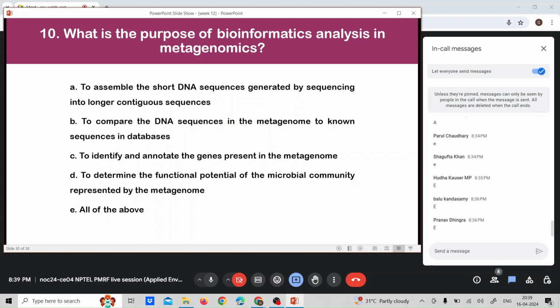Metagenomic analysis can be done for any thing or any surface, just to study the entire microbes that are present.